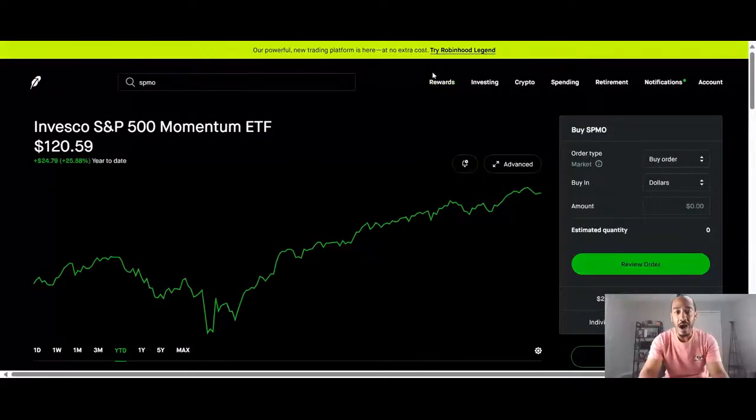And I'm gonna go with an ETF. I really like this one, and I believe I mentioned it before. SPMO is a momentum index. It's a momentum ETF. I'm not gonna lie, man, I might even like this ETF more than Invesco QQQ, to be honest. We're up 25% year to date, and it's a momentum ETF.